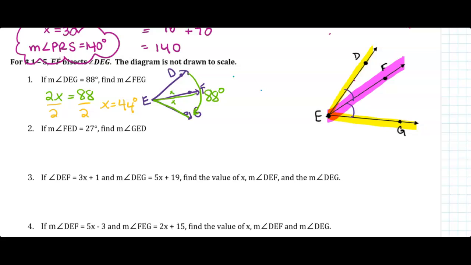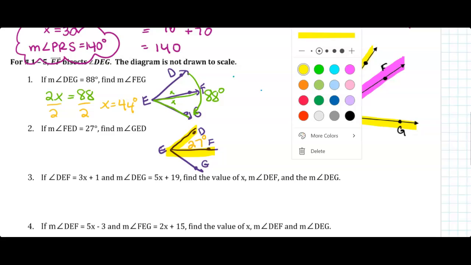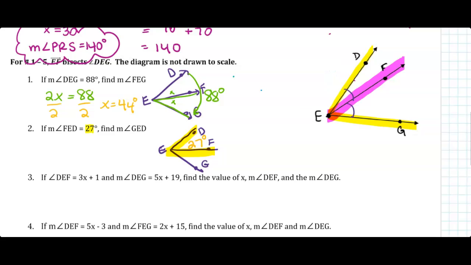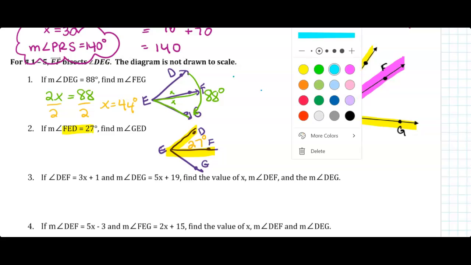Now we're looking at number 2. We're going to draw that same picture again. Angle FED, that's this side, is 27 degrees. They want us to find the measure of angle GED, which is this entire angle.